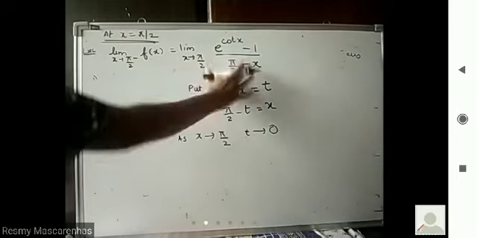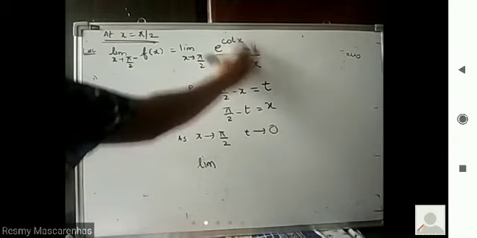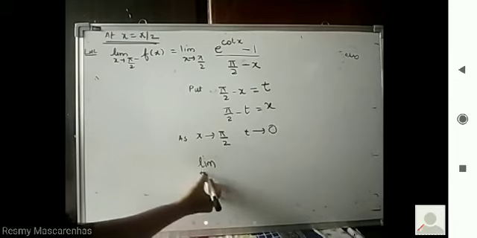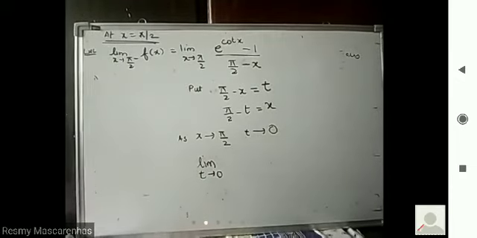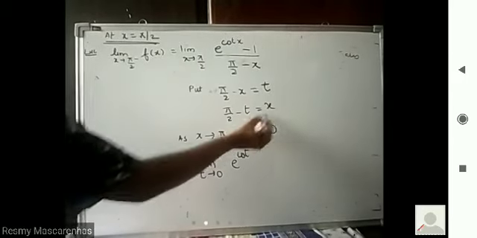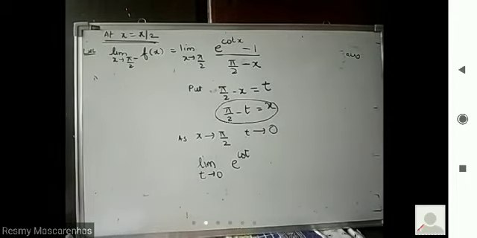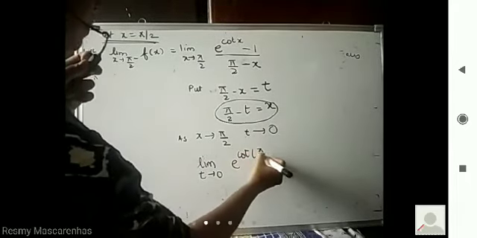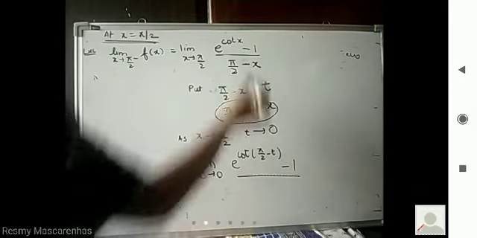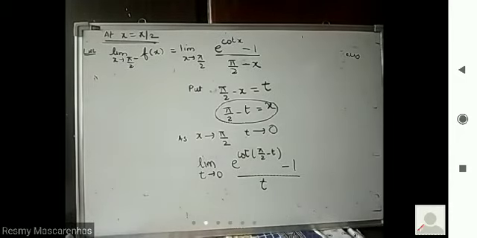Now we'll write the question again. But everything should be in terms of t. There should be no x left here. So instead of x, what will I have to write? t tending to 0. e raised to cot. Instead of x, now what will come? x is how much? Pi by 2 minus t. And what is pi by 2 minus x? t. So if you have noticed, there will be no x in the question.